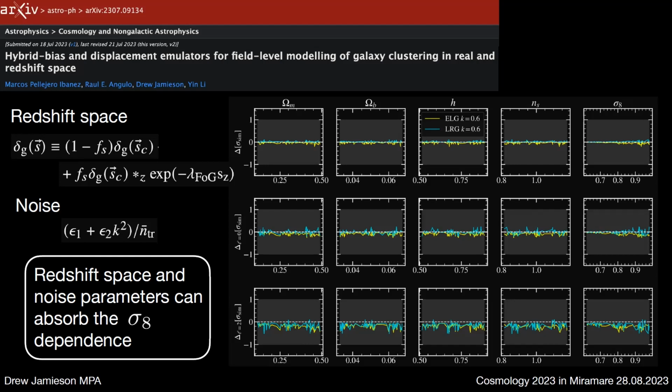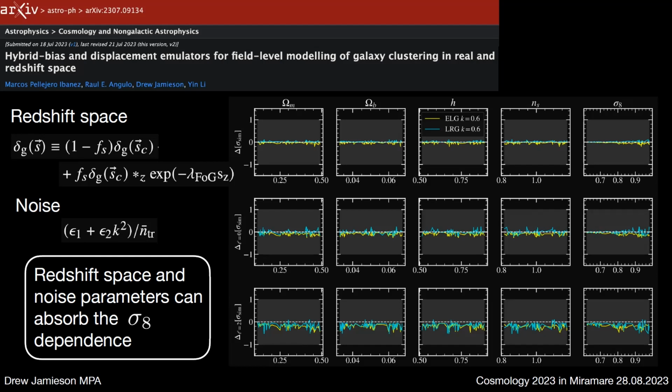Anyways, they model the really small scale physics that we have a lot of uncertainty over. And we're free to also allow those parameters to absorb some of the uncertainty in the emulator itself. And when we do that, it turns out that this sigma 8 dependence on the error goes away.